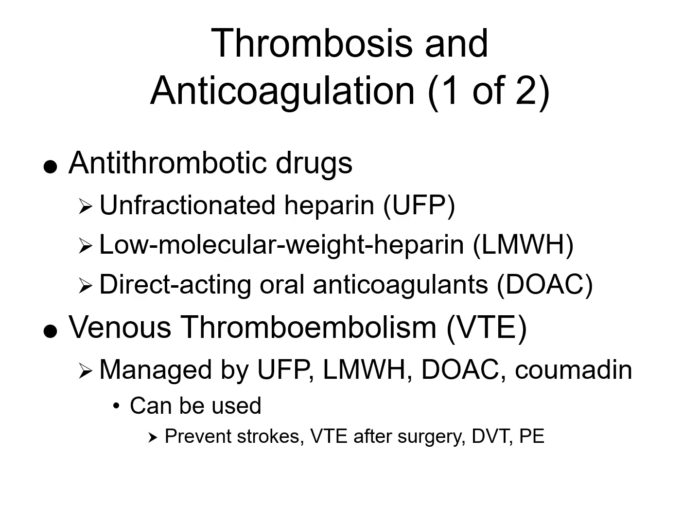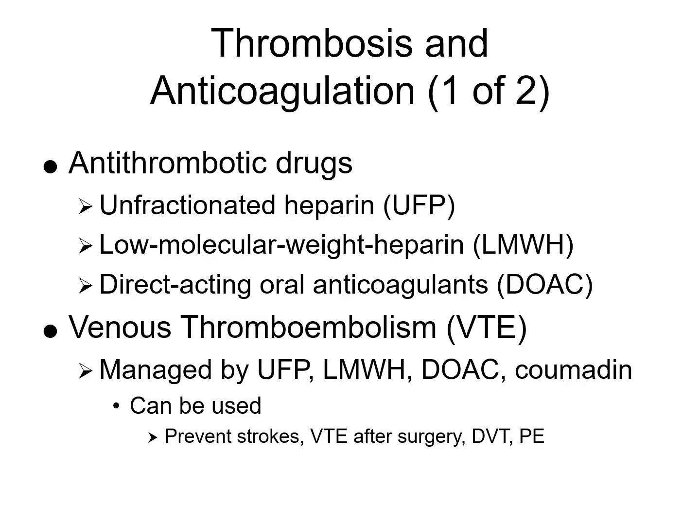Then we have direct-acting oral anticoagulants. This includes direct thrombin inhibitors and factor Xa inhibitors. Oral administration for these, as the name indicates, with fixed dosing, and these do not require routine coagulation monitoring either, and it is increasingly used for stroke prevention and venous thromboembolism treatment.